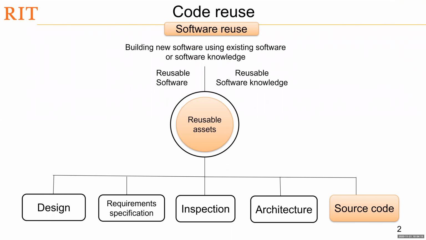So first, let's see what code reuse means. Code reuse is also called software reuse. This refers to building new software using existing software or software knowledge. Reusable software or reusable software knowledge can also be viewed as reusable assets. These assets can be design, requirement specifications, inspection, architecture, etc. The best known reusable asset is source code.